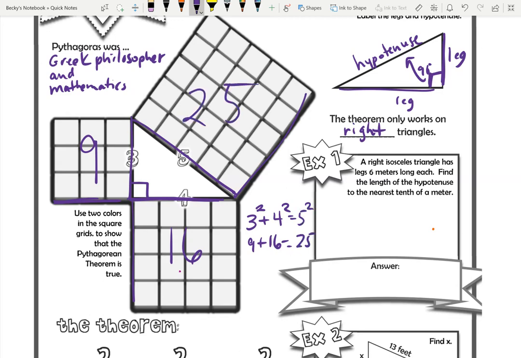Now, here's the cool thing. When you add these two, 9 and 16, together, you get 25. So we can see if you add up the boxes here with the 9 and the 16, you get the 25.